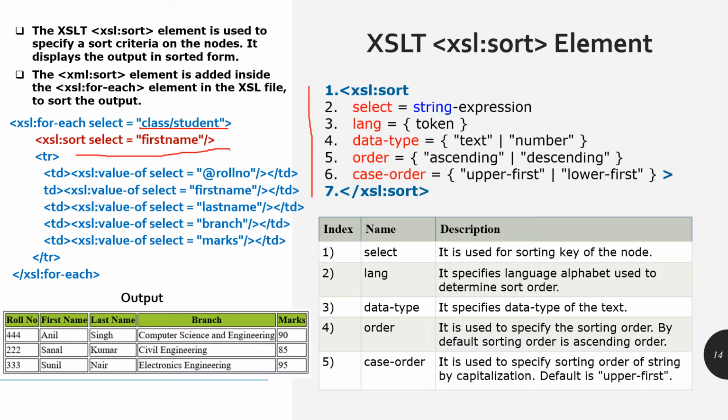Using this, the value of this will be accessed, and using that for-each loop it will get data from the original XML and display it in sorted order. This is the output. Previously it was not like this. Now everything is in sorted order. This is about sort.